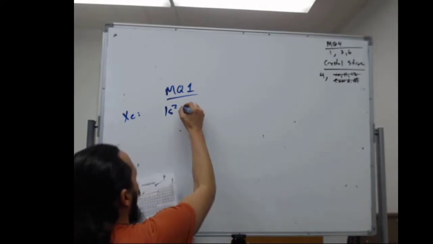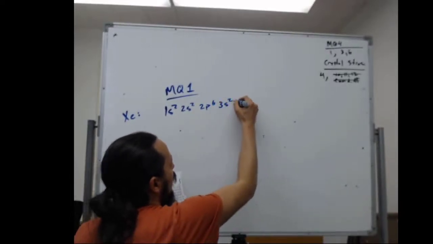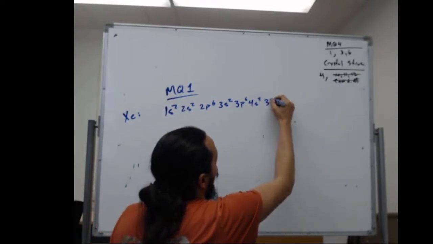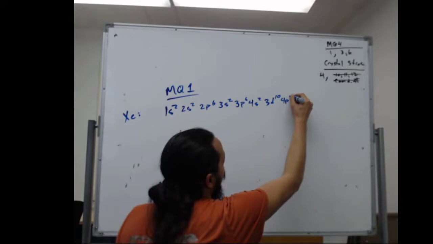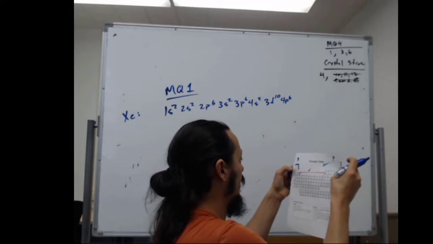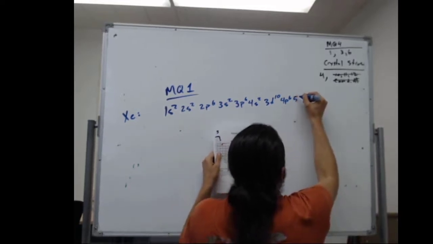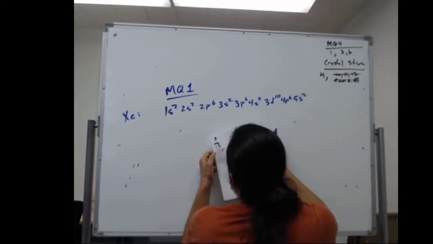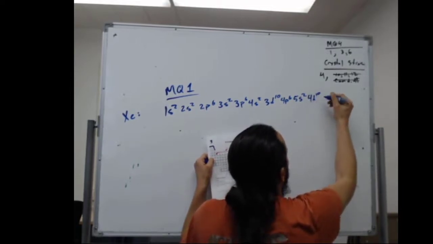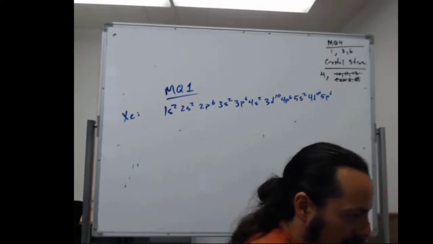So I'm going to go 1s2, 2s2, 2p6, 3s2, 3p6, 4s2, 3d10, 4p6, oh, that's 1, 2, 3, 4, 5, 6. Okay, gotta keep going. 5s2, 4d10, 5p6. Double checking. Yes, okay.